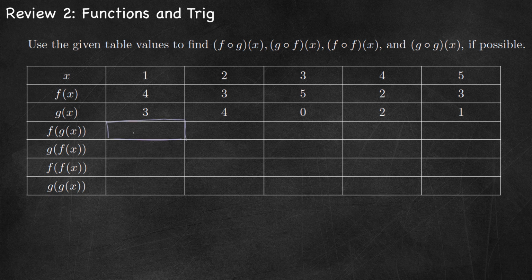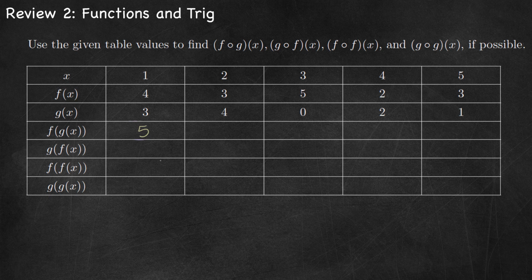We want to find f of g of x when x is 1. So we want f of g of 1. I'm going to evaluate this working from the inside out. So I want to find what is g of 1. To find g of 1, I'm going to look for the row for function g, at an x value of 1, and that is equal to 3. So f of g of 1 is equal to f of 3. And to find f of 3, I go to the row for function f, and I'm using an x value of 3. So that is equal to 5. So my final answer here is 5.